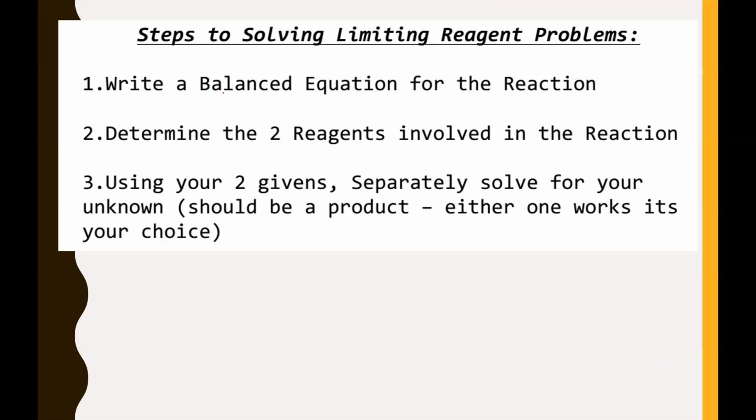Step 1, as always, write a balanced equation for the reaction. It needs to be balanced because those coefficients that go in front of each chemical are, of course, your molar amounts. Step 2, determine the two reagents involved in the reaction. It's just going to be the things that are the reactants, right? So in other words, the stuff on the left side of the chemical equation, those are going to be your two reagents.